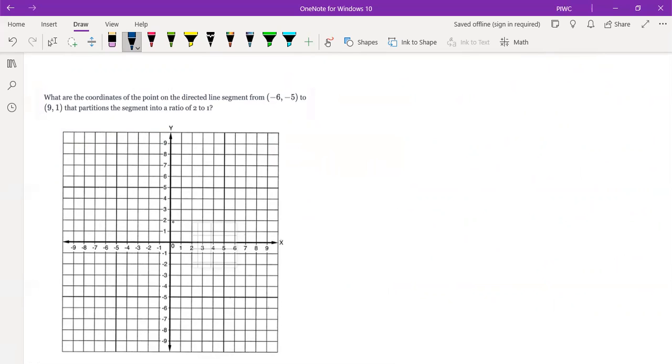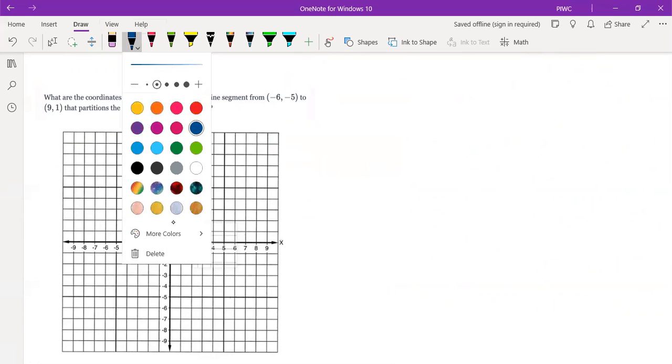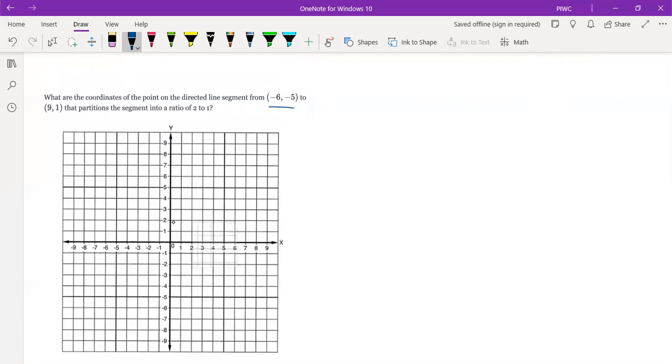So let's plot the points since we are using a graphical approach. So we want to plot -6, -5. So x is -6, and y is -5, so 5 places down. So that'll be here. It's -6, -5. And then the other point is 9, 1. So let's go for 9 here and 1. So this is 9, 1. Okay, let's join the points with a straight line.